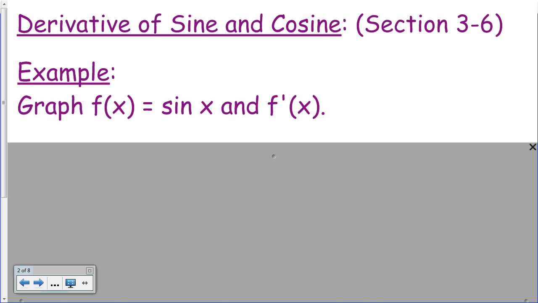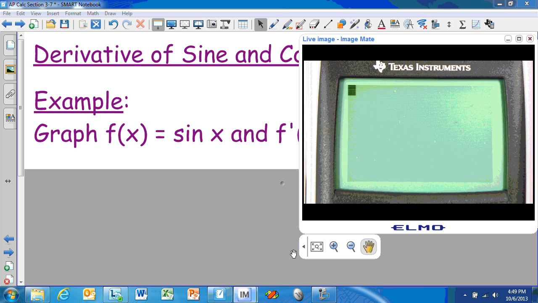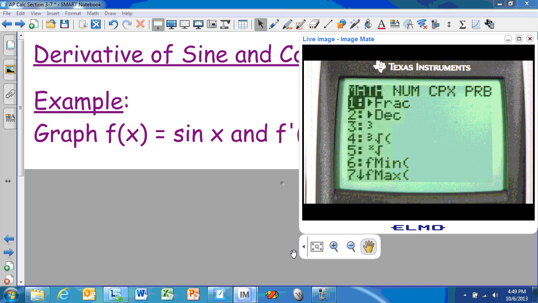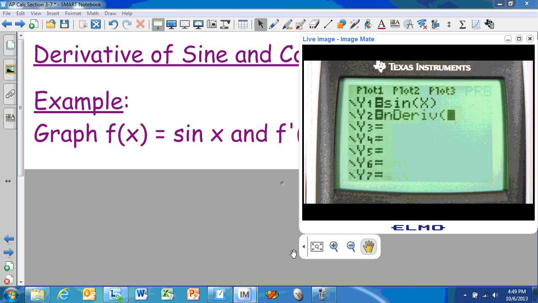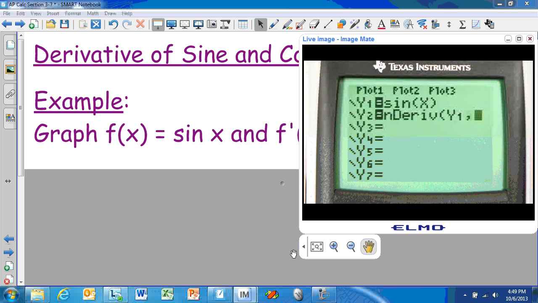So let's switch over to our calculator, and let's go to our y equals menu. We'll put in sine of x. And we will put in the numerical derivative of y1. My variable is x, and my value is x. So there's how we sketch the derivative of sine of x.